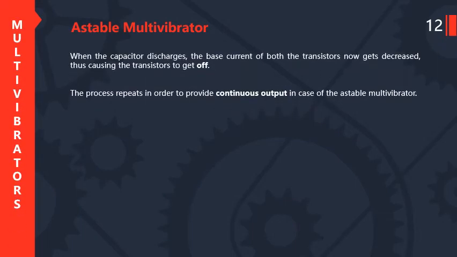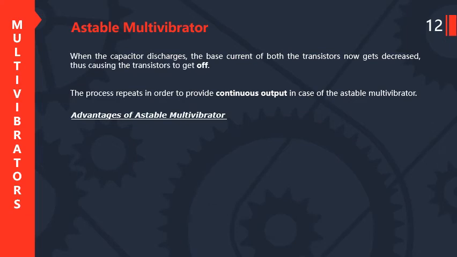When the capacitor discharges, the base current of both the transistors now gets decreased, thus causing the transistor to get off. The process repeats in order to provide continuous output in case of the unstable multivibrator circuits.